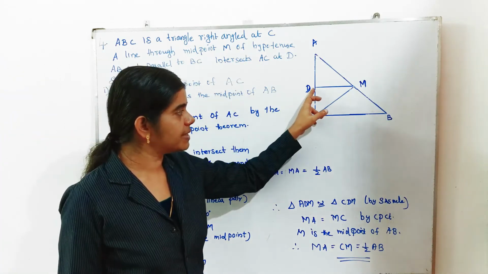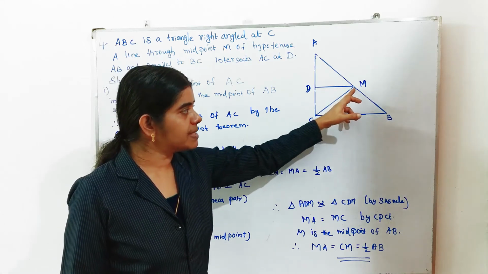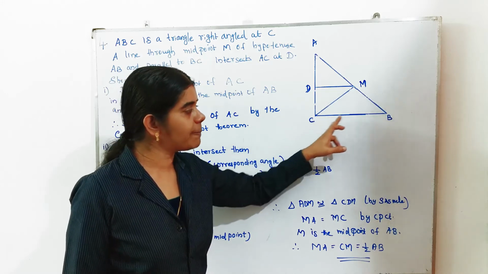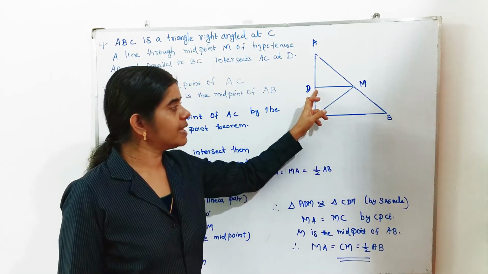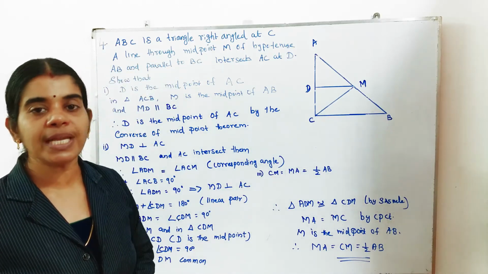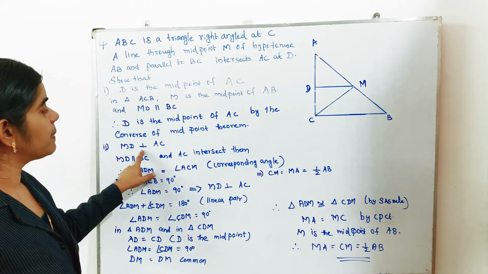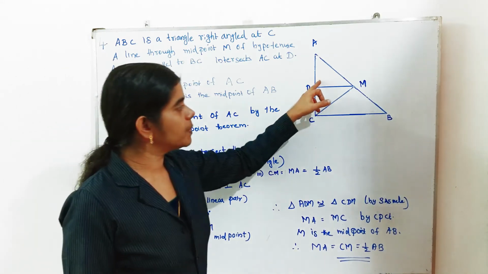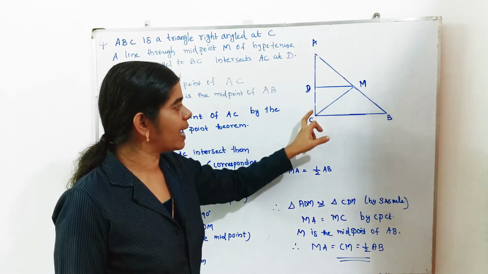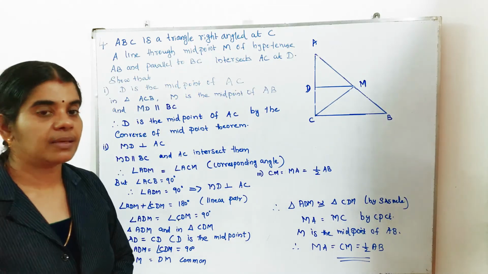First you want to show that D is the midpoint of AC. What is given? M is the midpoint of AB and we are drawing one line MD that is parallel to BC. So D will be the midpoint of AC by the converse of the midpoint theorem. That is what you write for the first question. Second one, MD is perpendicular to AC. Both sides form 90 degrees, that is angle ADM is equal to angle CDM is equal to 90 degrees, which you want to show for the second question.